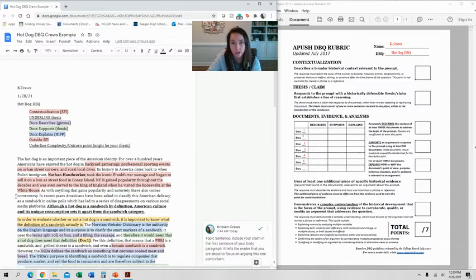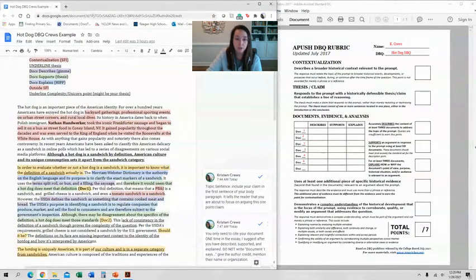But first, let's start with our introductory paragraph. In your introductory paragraph, you are setting the scene. You are providing context for your thesis statement and for your essay, okay? You can do that a couple of different ways. You can talk about what's going on right before the time period.